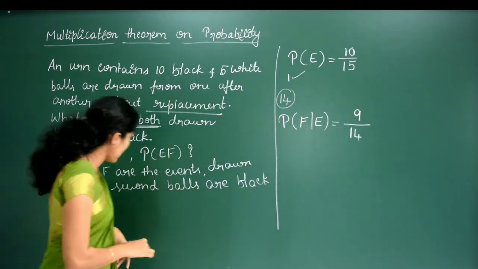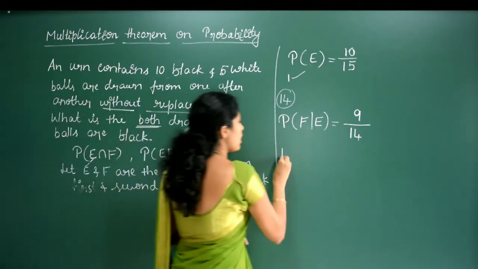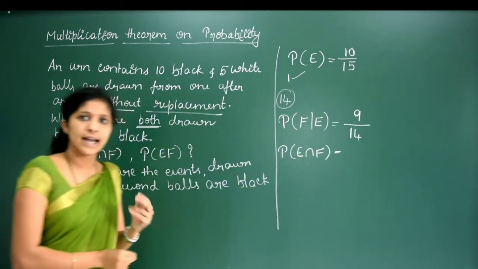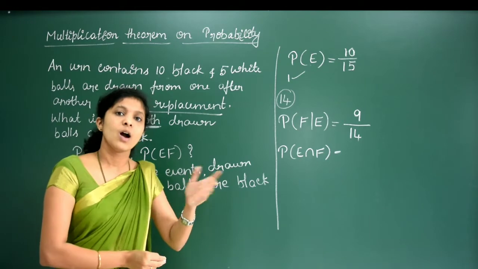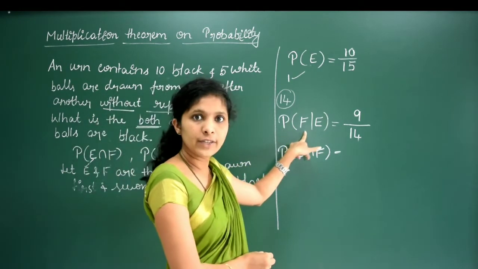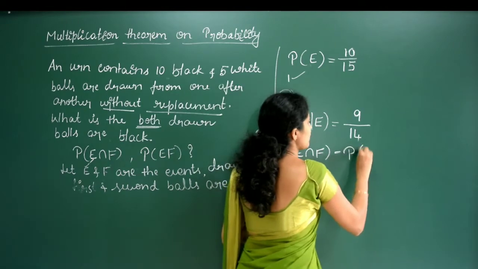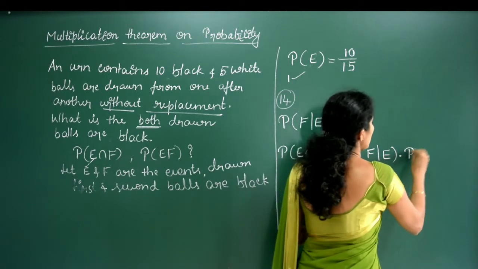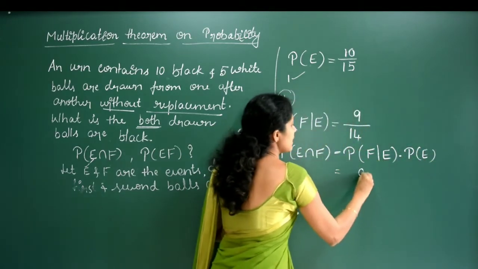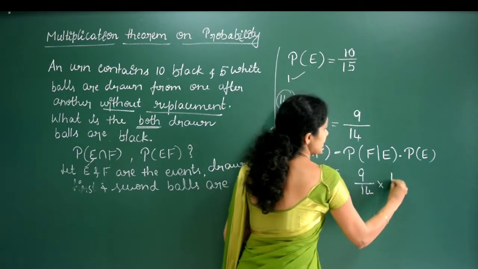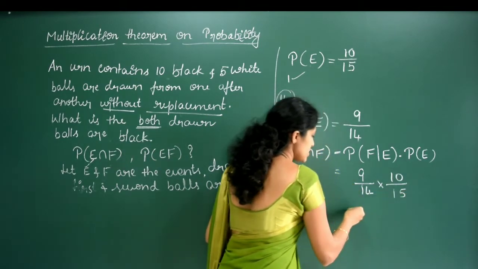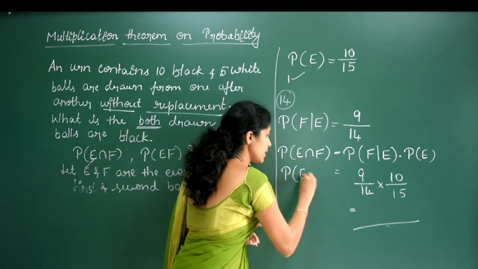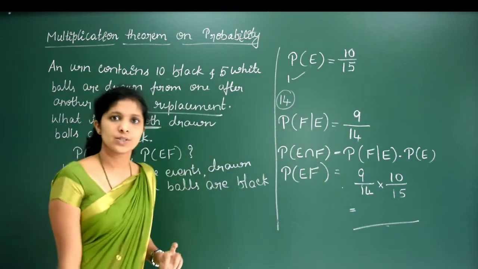Is it clear? Now what we have to find? Probability of E intersection F, or E into F. For that, two formulas are there, right? Either you can go with P of F given E, or P of E given F. Here we have the probability of F given E, so we will write this one. This is equal to P of F given E, by using the multiplication rule, into P of E. So F given E is 9 by 14, into 10 by 15. Simplify it so that we will get the answer. Probability of E intersection F, or we can write this as P of E F. I hope you understood this one.